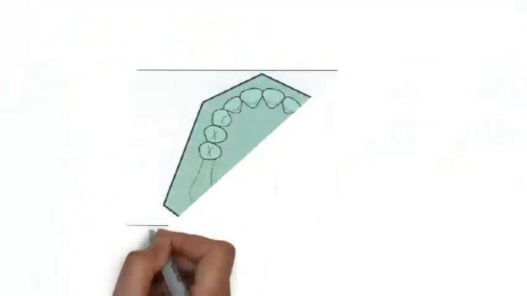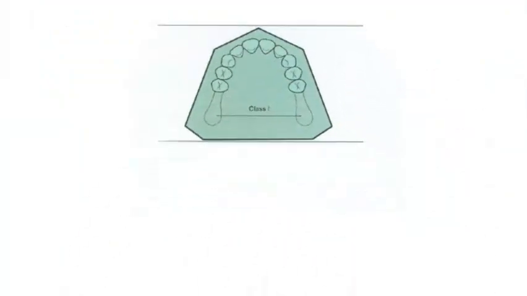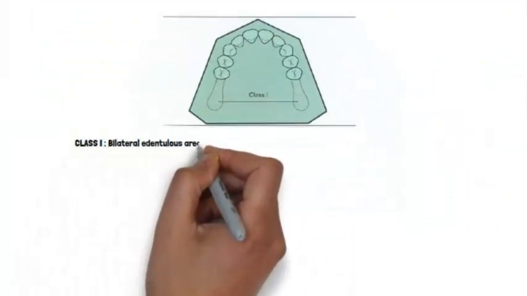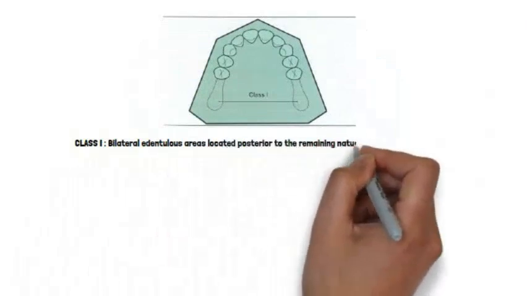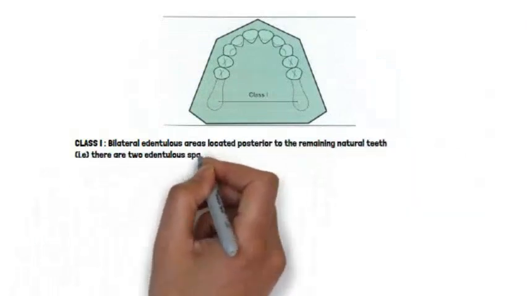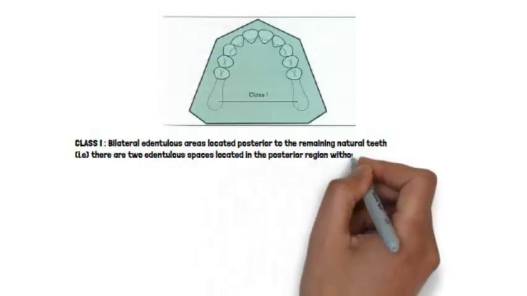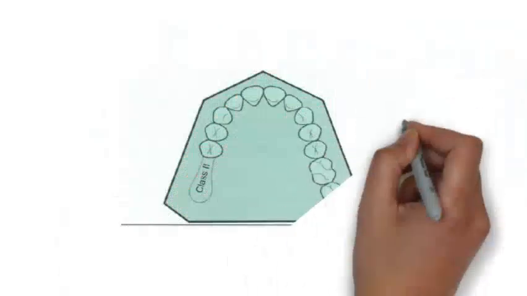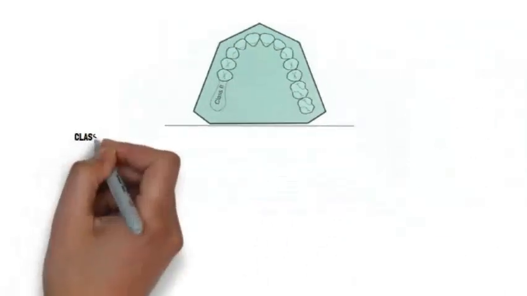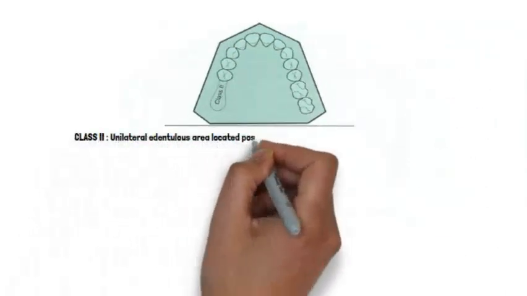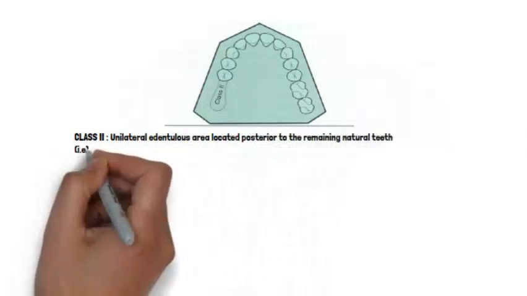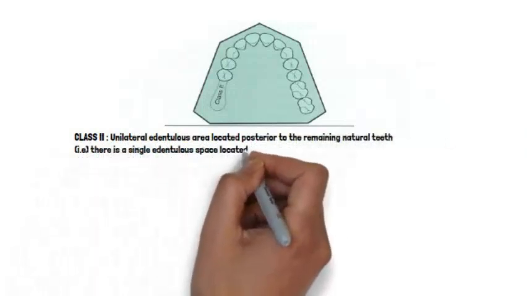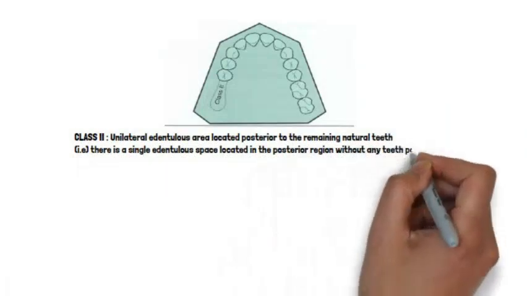Kennedy's classification. Class 1: bilateral edentulous area located posterior to the remaining natural teeth. There are two edentulous spaces located in the posterior region without any teeth posterior to them. Class 2: unilateral edentulous area located posterior to the remaining natural teeth, that is, a single edentulous space located in the posterior region without any teeth posterior to it.